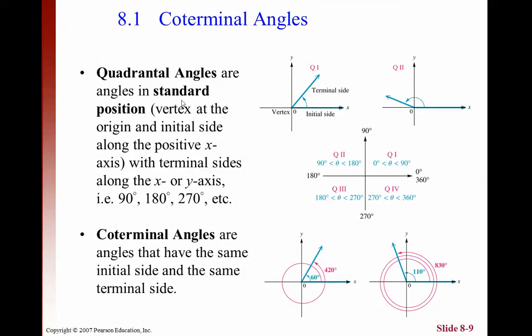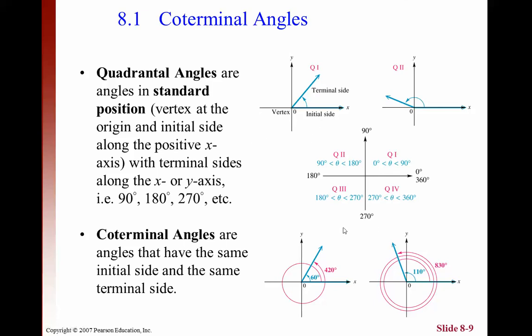Quadrangle angles are angles in the standard position with the vertex at the origin. Okay, so the initial side is always straight off to the right, always going on the x-axis straight off to the positive side here. And the terminal side is either going in a positive direction around this way, or it can go in a negative direction clockwise around like that.